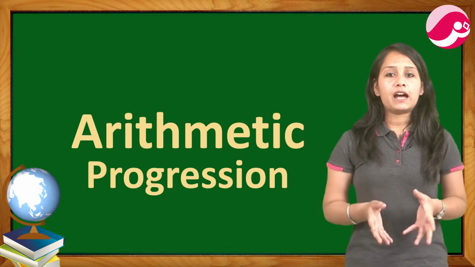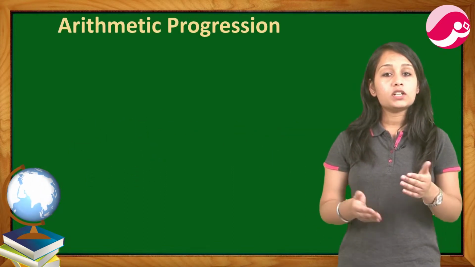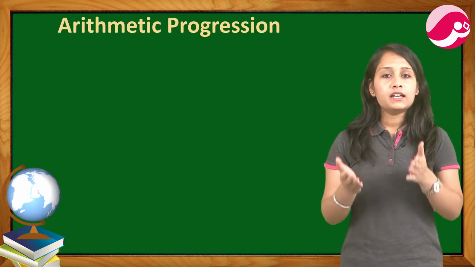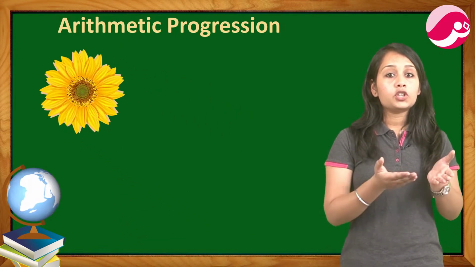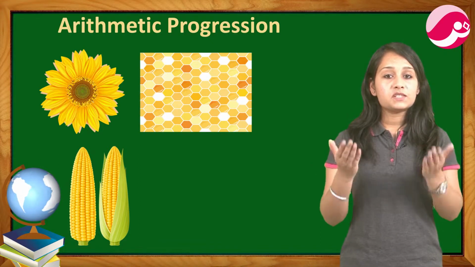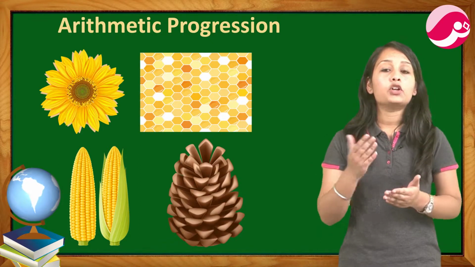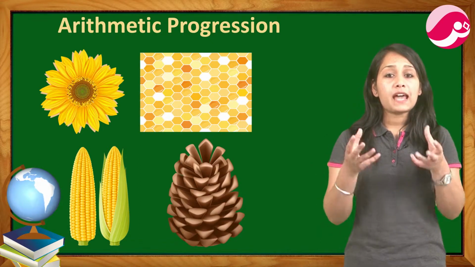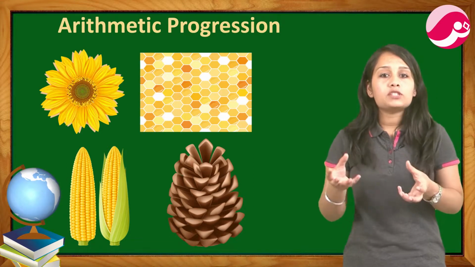You must have observed that in nature, many things follow a certain pattern, such as the petals of a sunflower, the holes of a honeycomb, the grains on a maize cob, the spirals on a pineapple and on a pine cone. हर चीज में नेचुरली एक ऑर्डर, एक सीक्वेंस होता है.